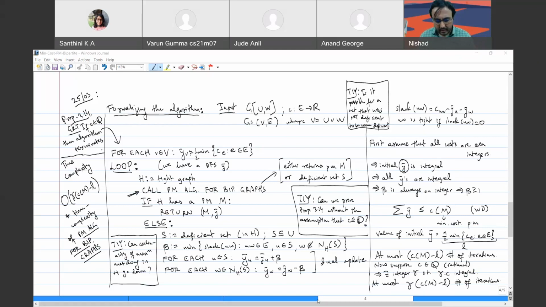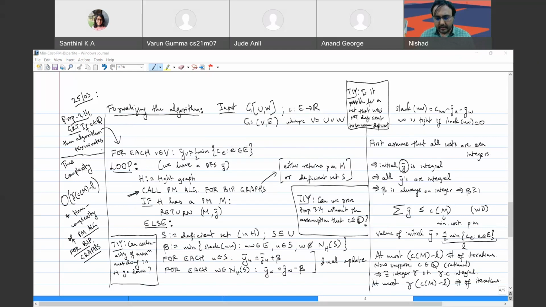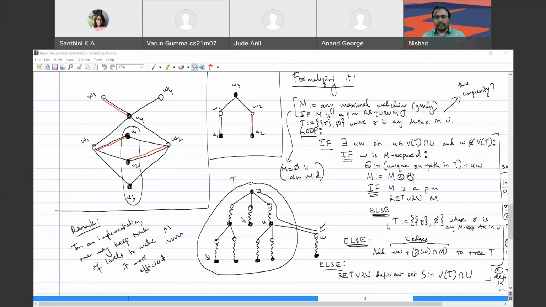So let me see. Let me share the other screen. Okay, so I want you to recall the algorithm we covered for just finding a perfect matching in bipartite graphs, right? And we are going to use a certain part of that code as a subroutine in our current discussion.